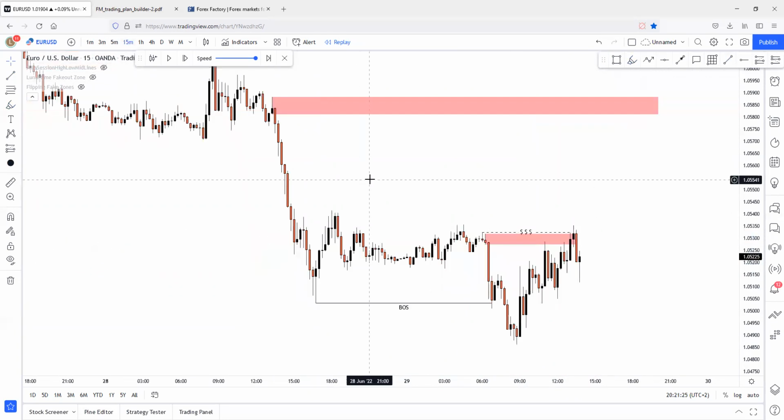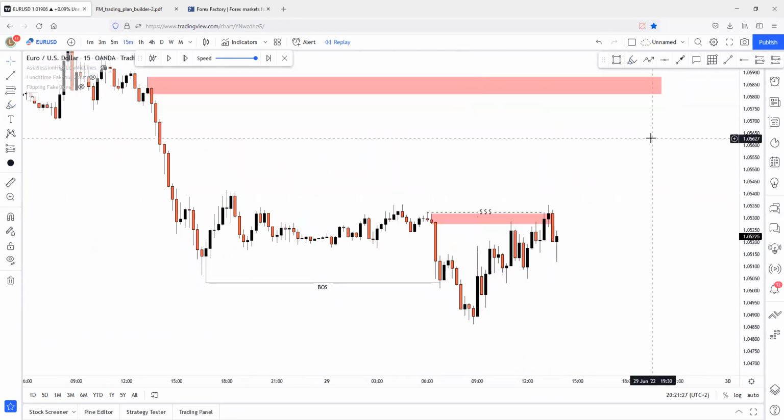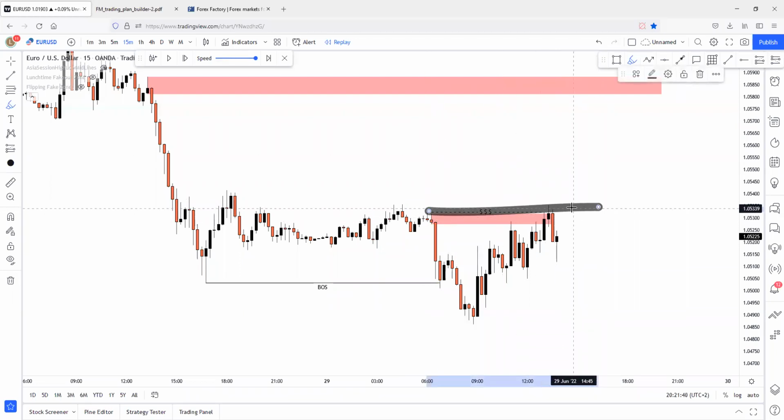But let me just switch back to the 15-minute chart. We will talk about the 5-minute and 1-minute later. I just marked out the liquidity point. So here was the liquidity that has been swept by this 15-minute candle, and the candle has closed inside of this supply.